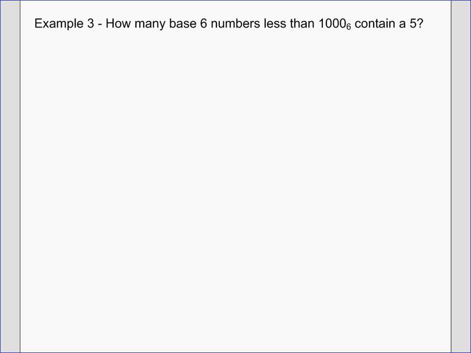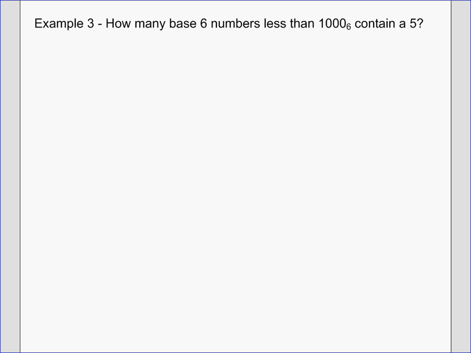Another interesting example of a problem is how many base 6 numbers less than 1,000 base 6 contain a 5. This is interesting because you could go through and try to count it. We've done problems like this, like how many 2-digit numbers have a 3 in them, if you're talking about base 10. So you could go through and start listing them.